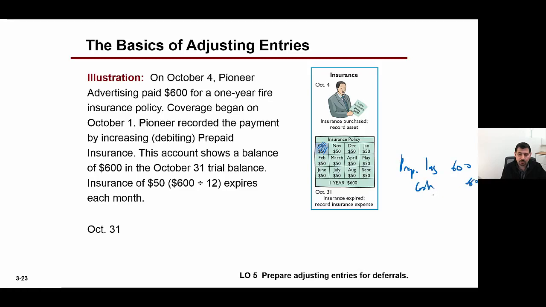But now we have to adjust for that one. We need to expense the part that was used in October, that's $50. So as a result, we decrease prepaid insurance, which is an asset, by $50, and we have used this as insurance expense. So insurance expense has increased by $50. We debit insurance expense 50, we credit prepaid insurance 50.